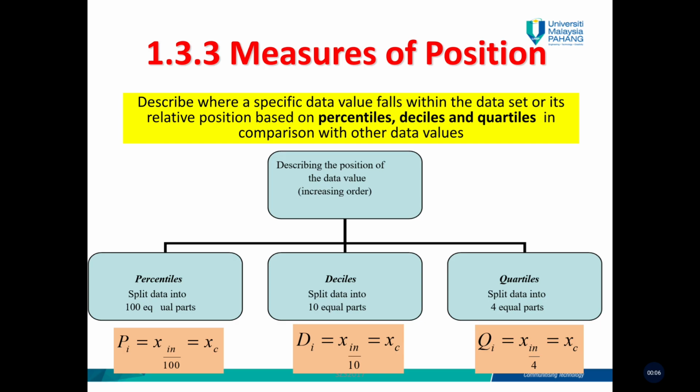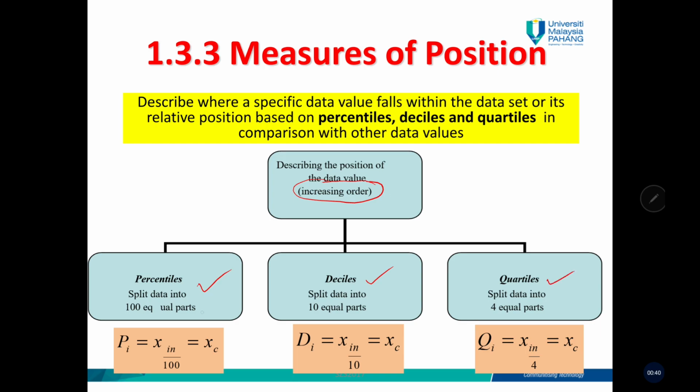I will share with you the third measure in descriptive statistics, that is measures of position. Measures of position is used to identify the position or ranking of a data in each dataset. That's why in order to get a measure of position, the data must be in increasing order. Basically, there are three measures of position: percentile, decile, and quartiles.